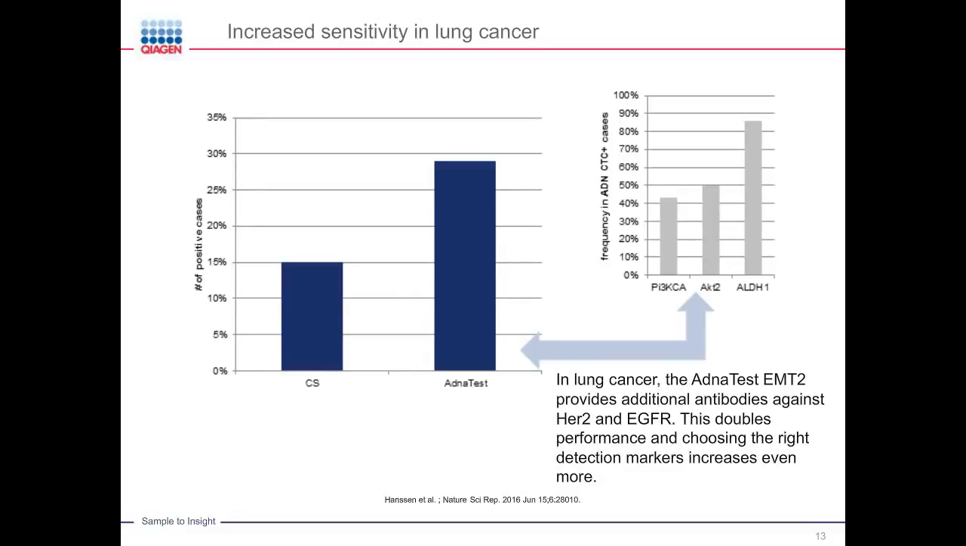in lung cancer, when we compared the AdnaTest EMT2, which was actually not really dedicated to lung cancer, but using antibodies against AdCam, HER2, and EGFR in combination, and we compared that again to a pure AdCam-based isolation method. You can see that we get a 100% better sensitivity, an increase from 15 to 30% over all the stages of samples that we had here, only if we analyze PI3K, AKT2, and ALDH1 and use the antibody mixture for capturing.